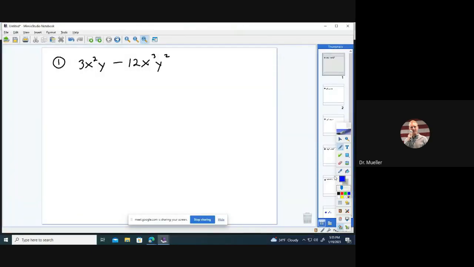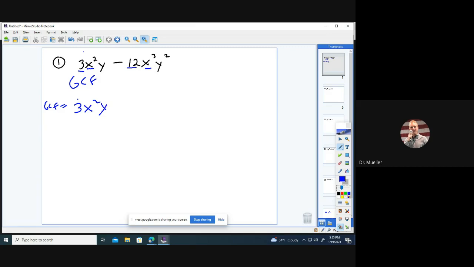All right, so factoring practice here. First one, what we're going to do for this one is GCF factoring. You always want to do GCF factoring if you can. Looking at the numbers 3 and 12, we're going to pull out a 3. So the GCF is 3, and then we've got x squared and x to the third. We're going to pull out an x squared, and then a y and a y squared. We're going to pull out a y.